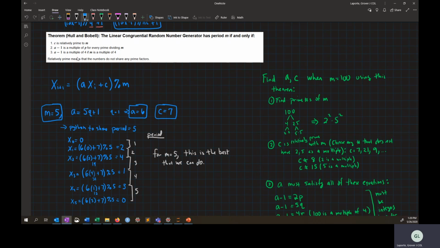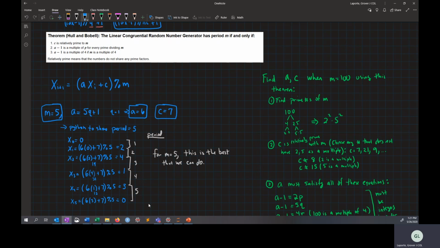So these folks, Hull and Dobell, came up with this theorem here. In order to get a period of M, these things have to be satisfied, and we'll see that in a few minutes. I'm going to change the A and the C here. We're going to leave M as 5, and you're going to see that this period is not going to work out in our favor.